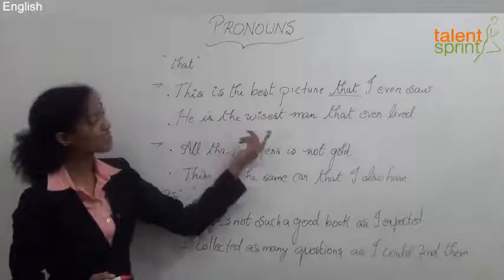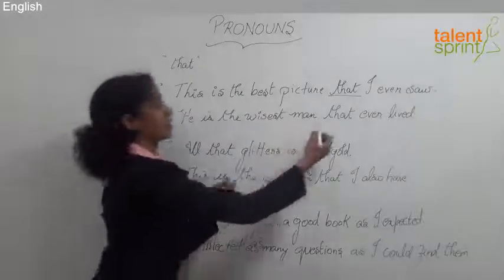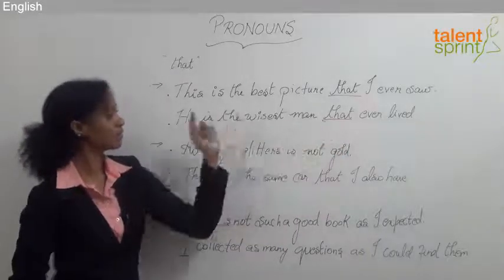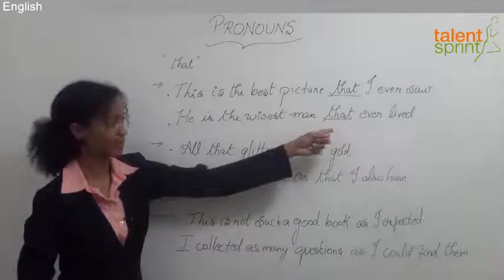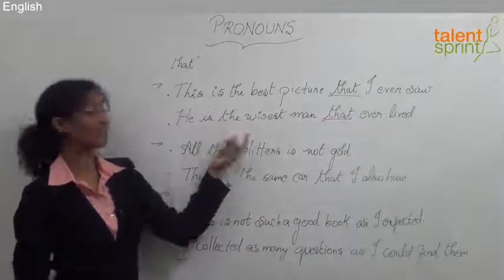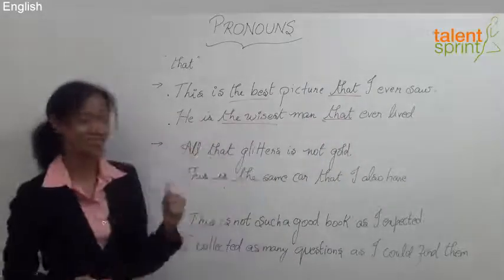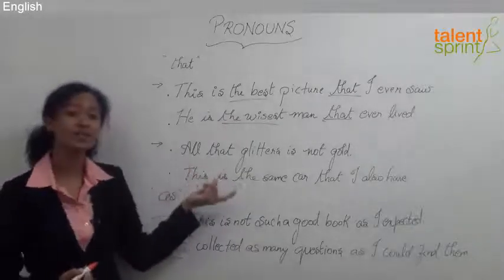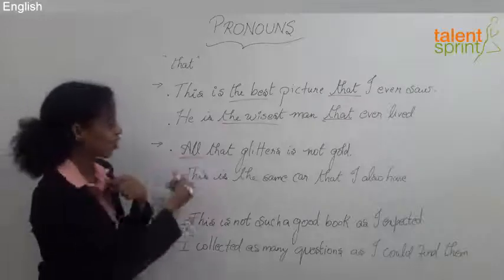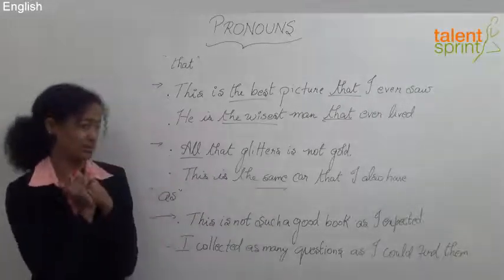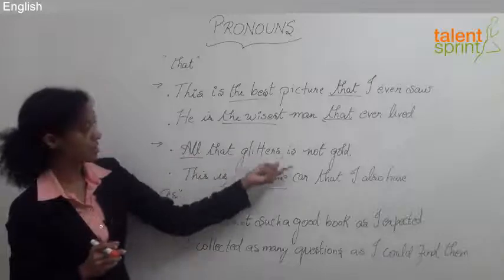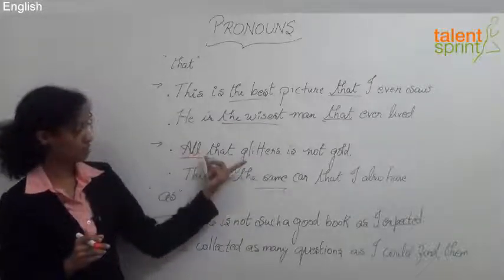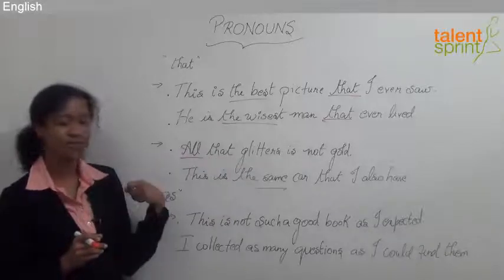Here, he is the wisest man that ever lived. Again here, that is replacing the word who. He is the wisest man who ever lived. So that is replacing who when the first clause is again in the superlative degree. Now that is also used when the first clause contains words like all and same. So, all that glitters is not gold. That is used because the first clause, all that glitters, contains the word all.